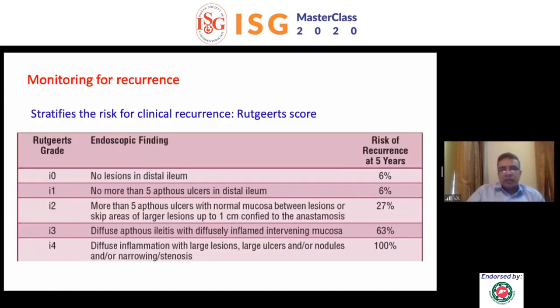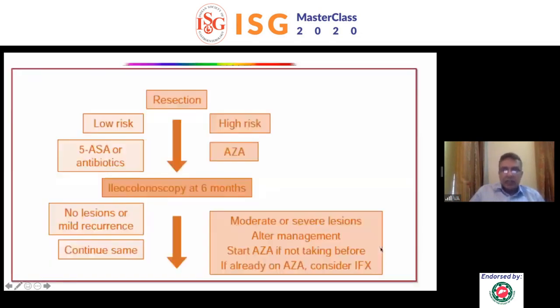To manage that, the gold standard is to do an ileocolonoscopy. If you can go to the anastomotic site, you look at the neoterminal ileum. And there's a Rutgers score for that, which tells you what is the risk for clinical recurrence. Like with a smaller number of ulcers, the risk of recurrence is low. If there are more number of ulcers, diffuse inflammation, the risk of recurrence is very high.